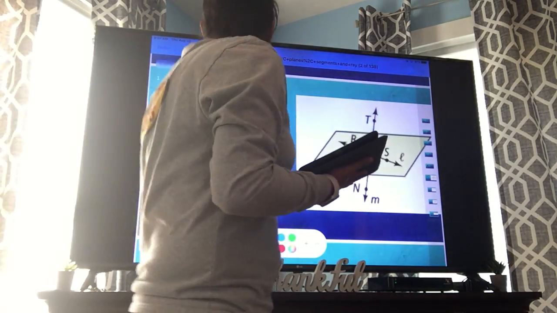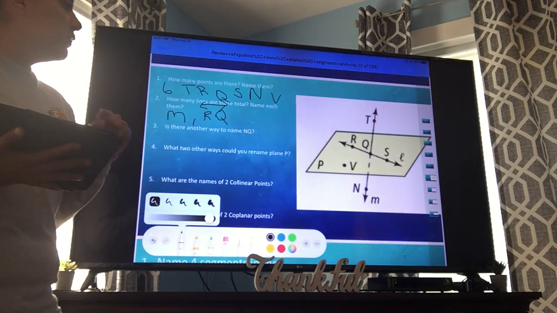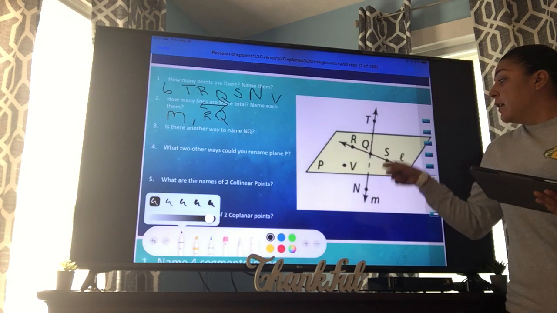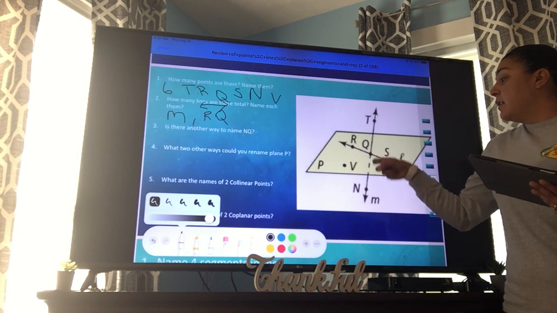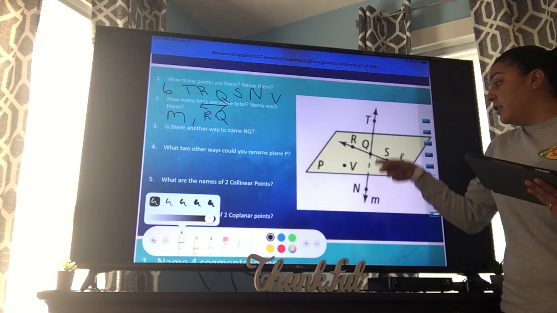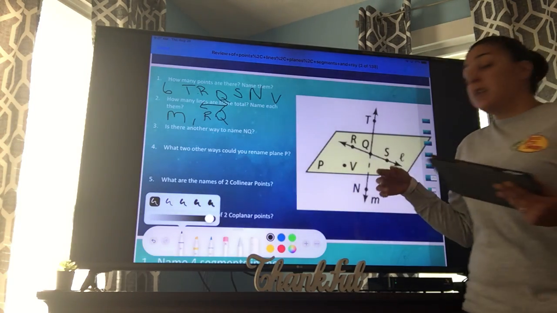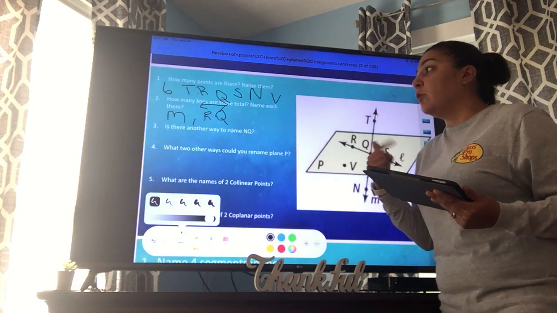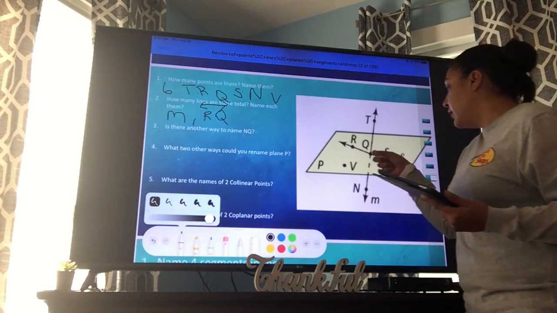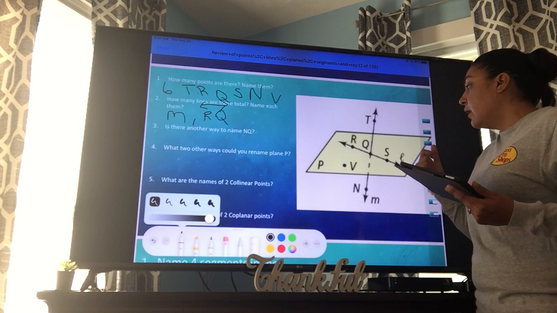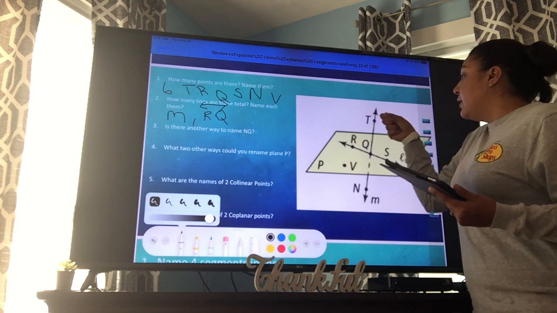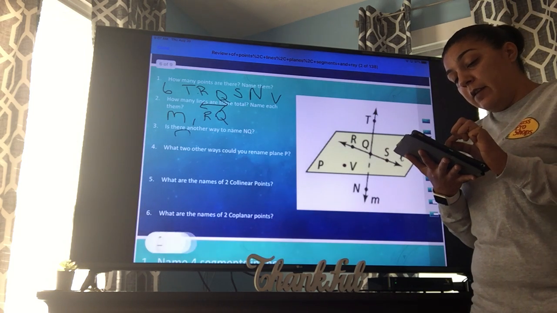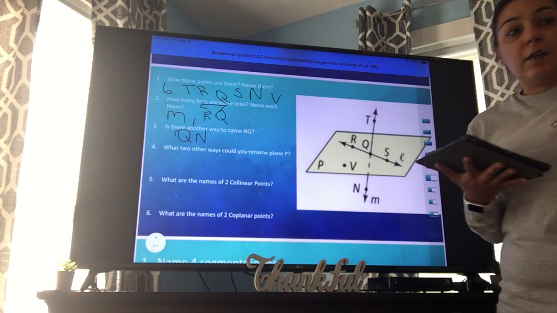Okay, and then it says, is there another way to name NQ? So if we look at our stuff here, here's my N and here's my Q, and it says, is there another way to name this line NQ? So there's many options. You could just call it the lowercase m, or the line order doesn't necessarily matter. So instead of saying NQ, you could say QN, or you could say QT or TQ. Any of those work, so we're just going to say QN. Okay?